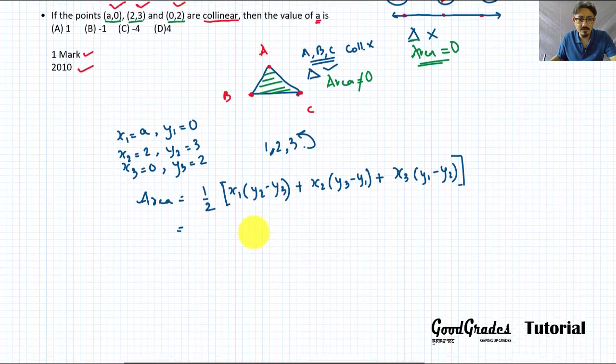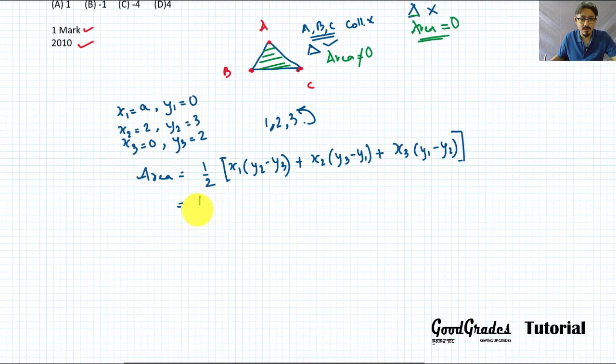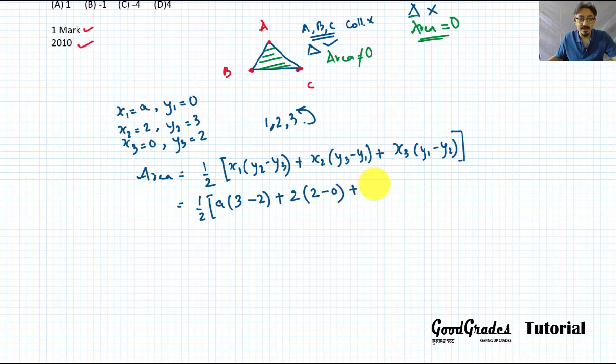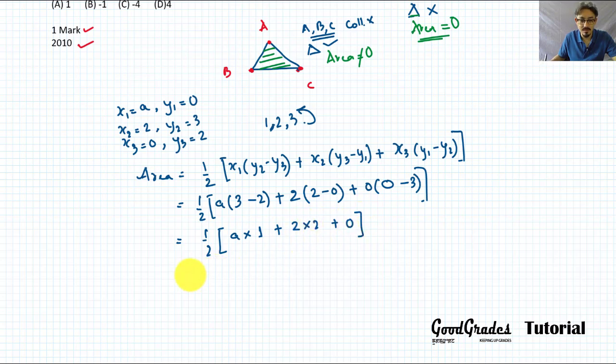Now let us substitute the values. We'll have half of x1, which is a, times (y2 minus y3, which is 3 minus 2), plus x2, which is 2, times (y3 minus y1, which is 2 minus 0), plus x3, which is 0, times (y1, which is 0, minus 3). Half of a times 1 plus 2 times 2 plus 0 gives half of (a plus 4), our expression.